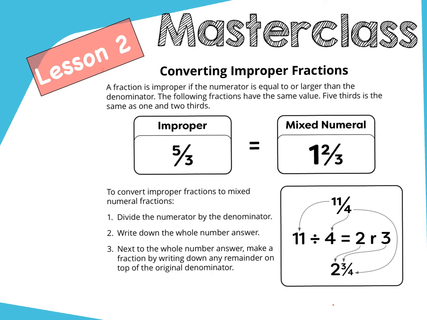So if we're looking at a pizza, we've eaten 5 slices of pizza, but each pizza has only got 3 slices. We must have eaten multiple whole pizzas, okay? So we need to make sure that when we're looking at improper fractions, you need to convert them to mixed fractions or mixed numerals like they've got over here.